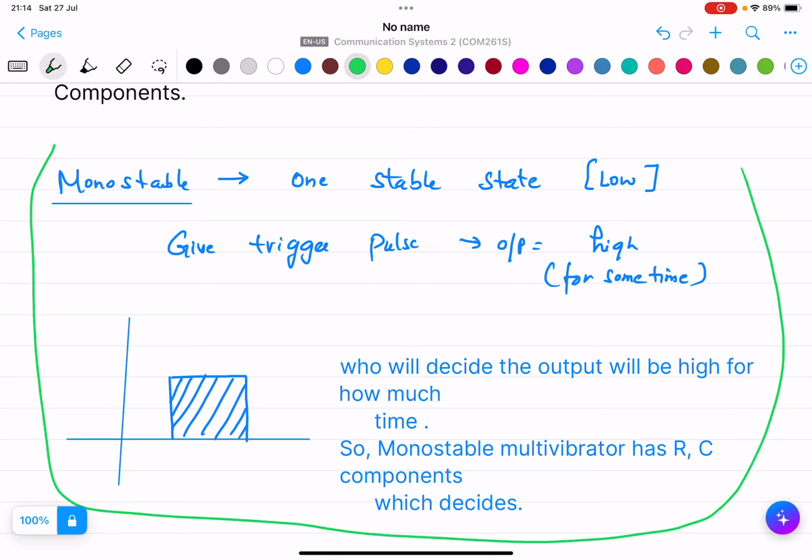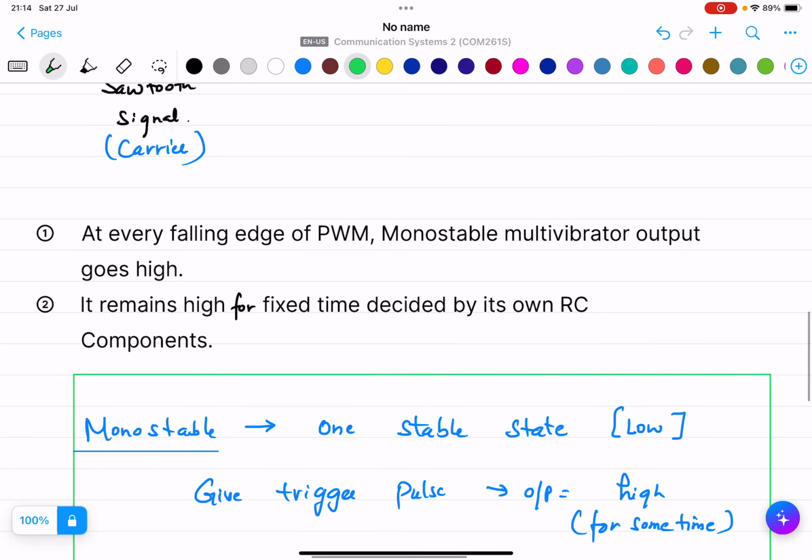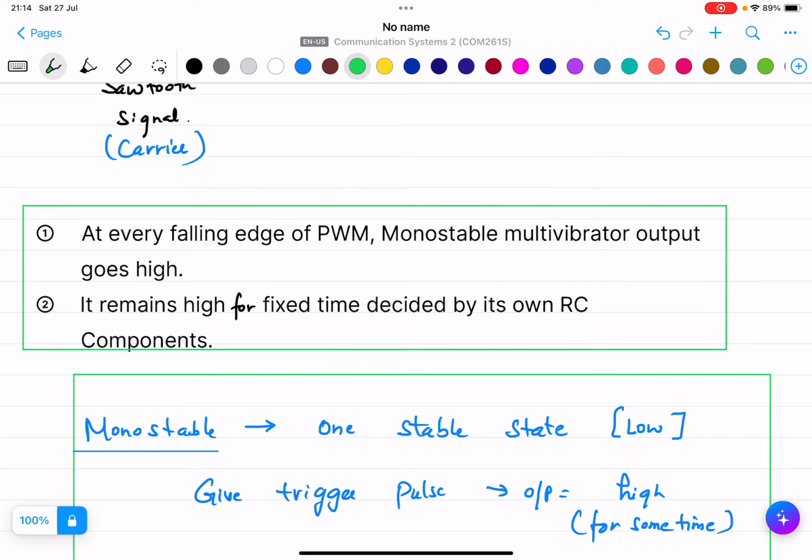I can ask in the exam, what does it mean to have a monostable multivibrator here? In the explanation I have written: at every falling edge of PWM. There are two edges, falling and rising. At every falling edge the monostable multivibrator output goes high. Suppose this is the waveform like this. So this is the falling edge and this is the rising edge.